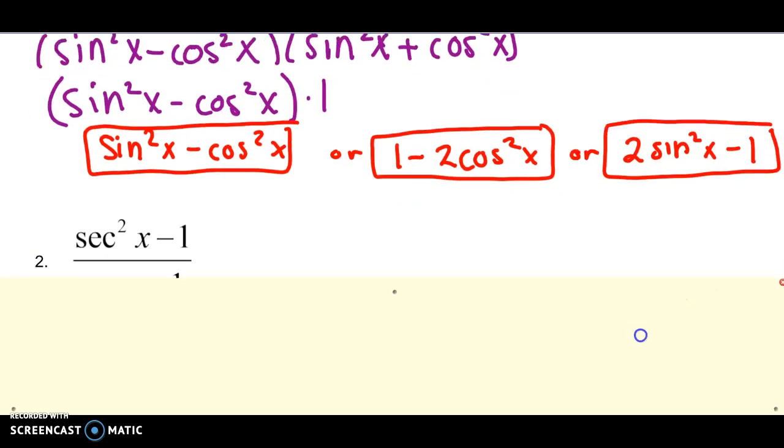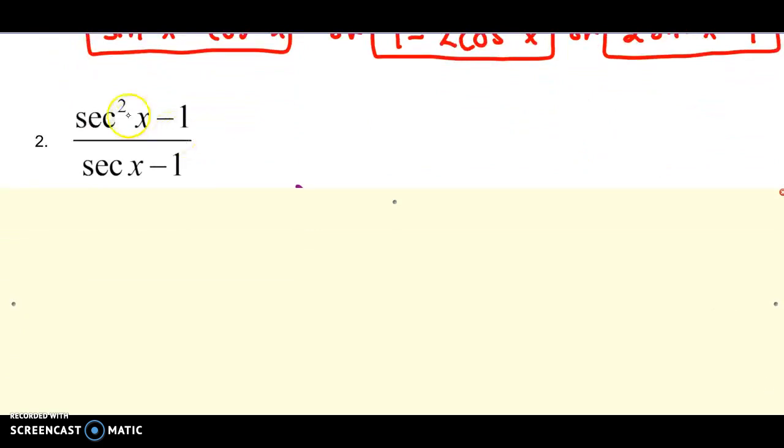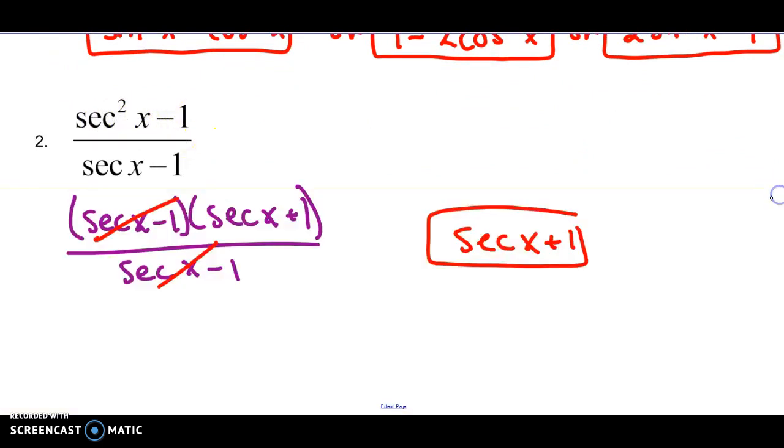For that second example here, notice that we have, again, a difference of two squares in the numerator, so I can factor that. One of my numerator factors cancels out with my denominator, so I get secant of x plus 1.